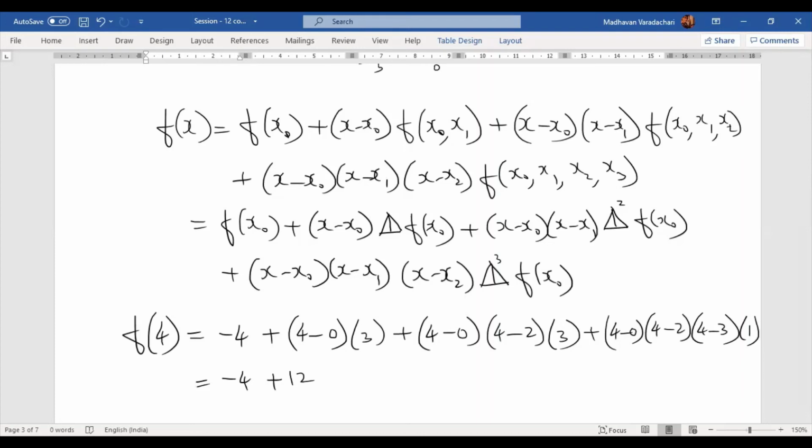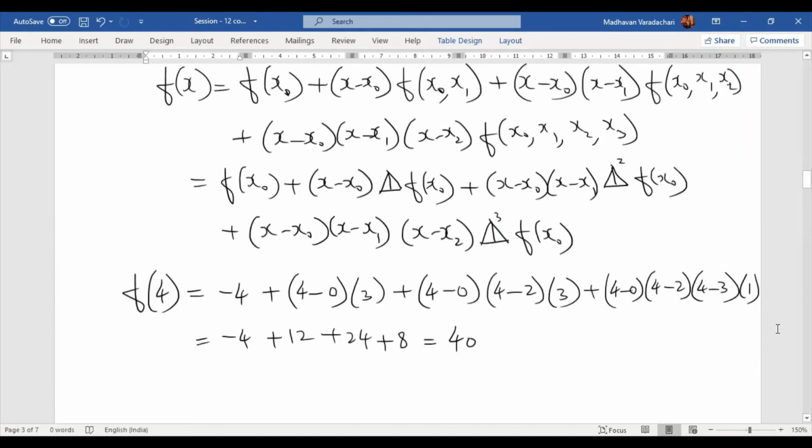This is 4 into 2, which is 8. 8 into 3 is 24. Then this is 4, 4 into 2 is 8, 8 into 1 is 8. So what is the result? 12 minus 4 is 8. 8 plus 24 is 32. 32 plus 8 is 40. So that is the result of this particular question.